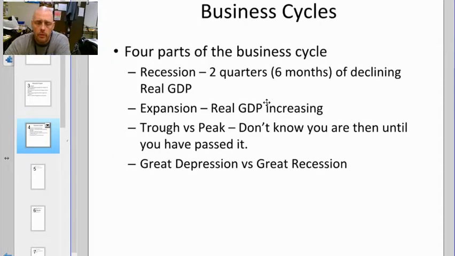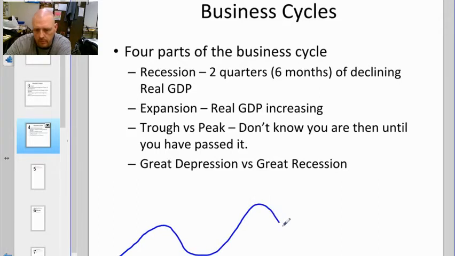We have 4 parts to a business cycle. We got the ups, the downs, the very top end, and the very bottom end. So most economies have some upswing, some downswing, some upswing, some downswing. Let's talk about the upswing. The upswing here is expansion. That's where real GDP, again, GDP adjusted for inflation, is increasing. Right? From year to year, you're seeing that number grow, and not just grow because of inflation.